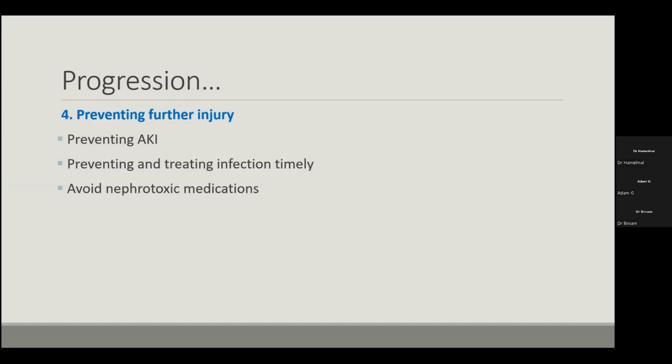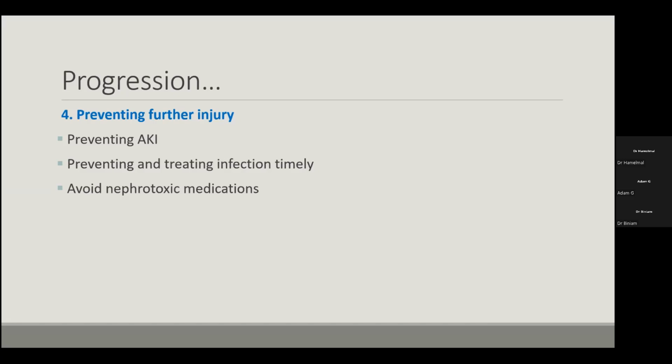The other is preventing further injury. So preventing acute kidney injury in CKD patients. So on top of CKD, if there is acute kidney injury, progression of CKD or GFR decline will be faster. So patients at risk for AKI are older patients with declining GFR. So the higher the stage of CKD, the higher the risk of AKI. So it's better to prevent AKI whenever possible. When patients are admitted in low fluid state, in acute illness, better to supplement fluid to prevent acute kidney injury.